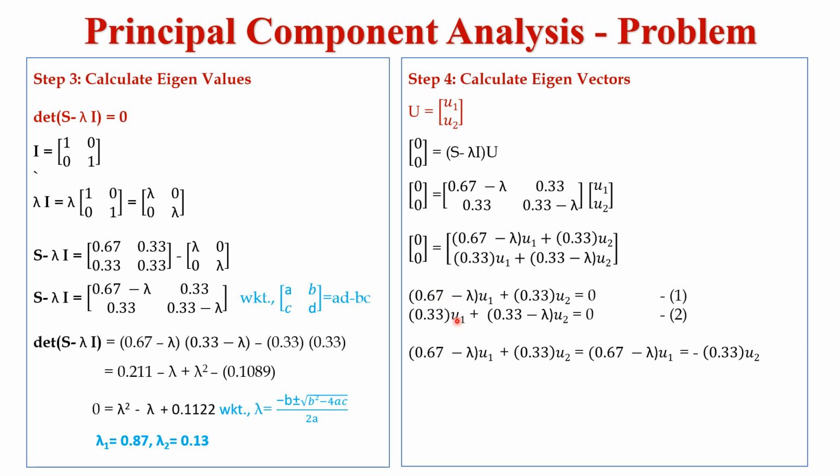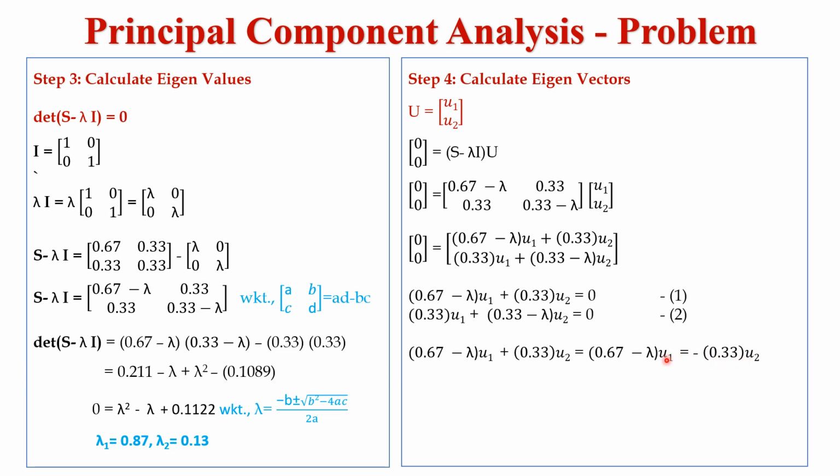and I'm writing it as (0.67 minus lambda) u1 plus 0.33 into u2. Now we have to simplify it. After simplifying, I'm bringing this positive term to the right hand side. That is, (0.67 minus lambda) into u1 is equal to minus 0.33 into u2.